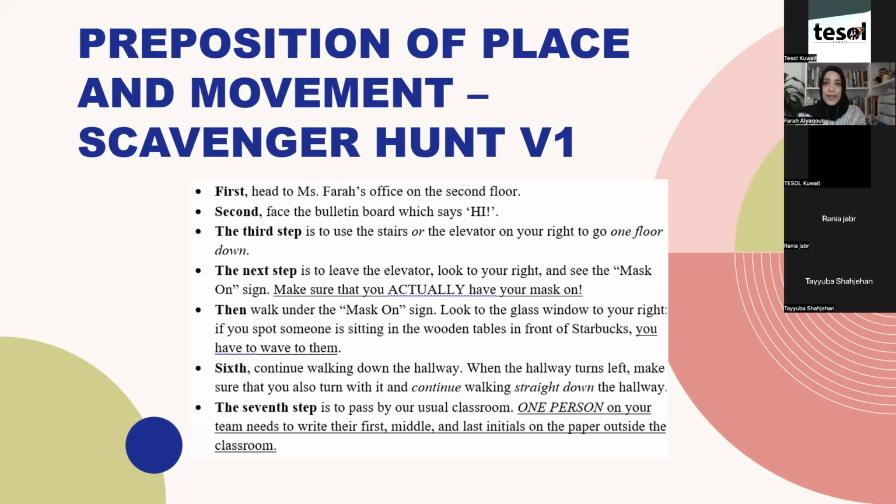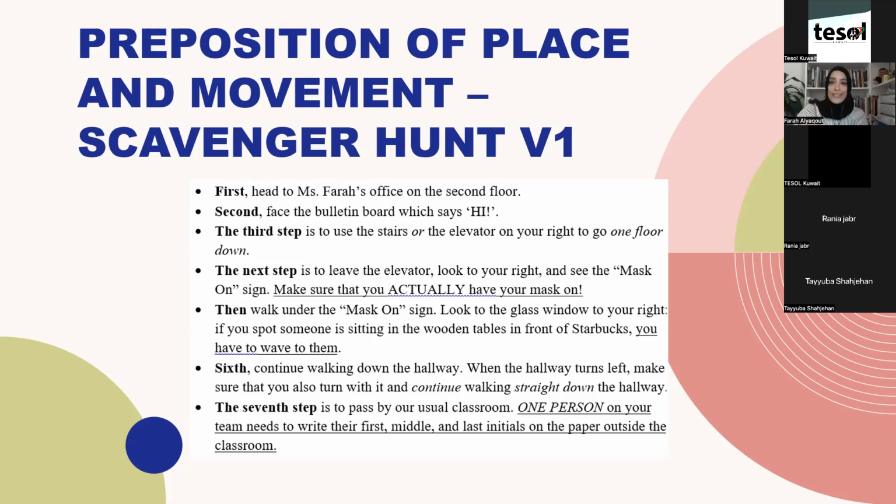So I created, during my independent study day, which was a Thursday, an assignment that I hoped really bolstered what I was trying to teach, which was prepositions of space and movement. So first, head to this place on the second floor, go to the ground floor. The third step is to use the stairs to go up a floor. The next is to leave, look to your right. I made my students do this. This was a very real game.